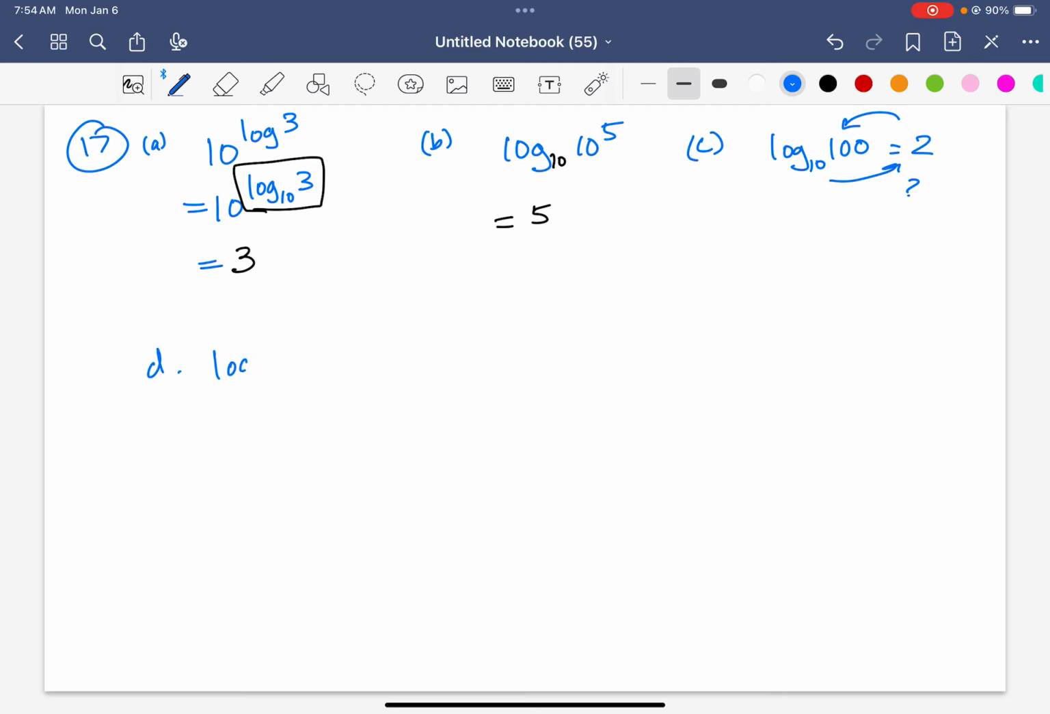D, log base understood 10 of 0.0001. So it's 10 to what power gets you 0.0001? Well, what we did is we had 1 and we multiplied it by 10 to the negative 1, 1, 2, 3, 4 times. So that means it's 10 to the negative 4th. So this would be -4.